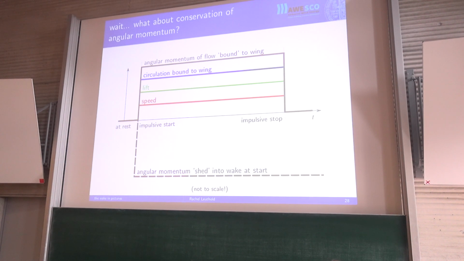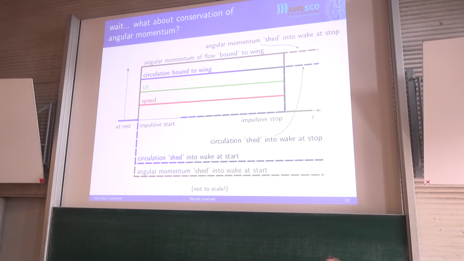And then when the airfoil comes to a stop again, we have to do the same sort of counterbalancing behavior. We need to again release angular momentum into our flow, into our wake, so that the total angular momentum of our system is still conserved from before. And since circulation is the way that we've been thinking how we get angular momentum into our flow, that means we have to be releasing some circulation into the flow at the impulsive start, and then some other counterbalancing amount into the flow at the impulsive stop. So that's this blue dotted line here.